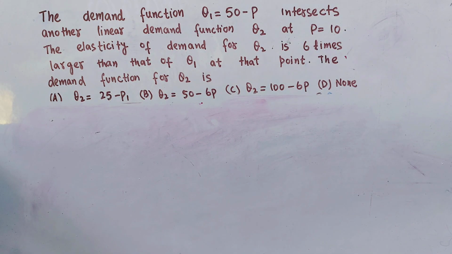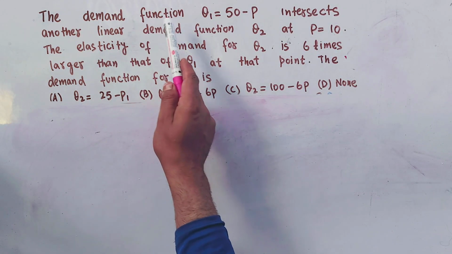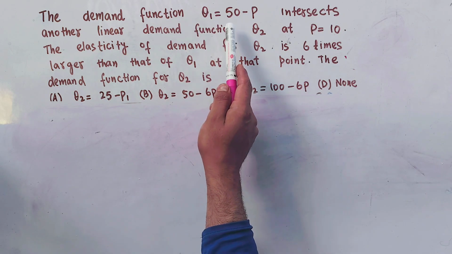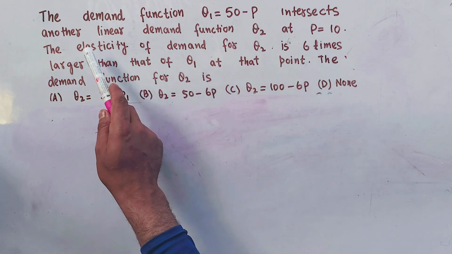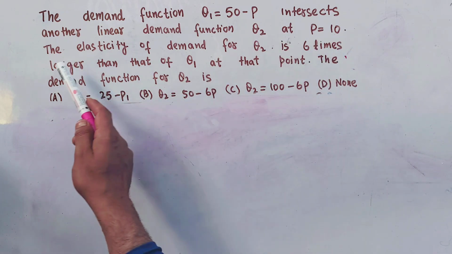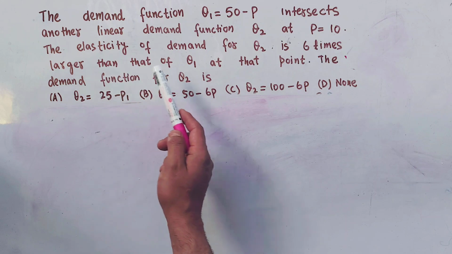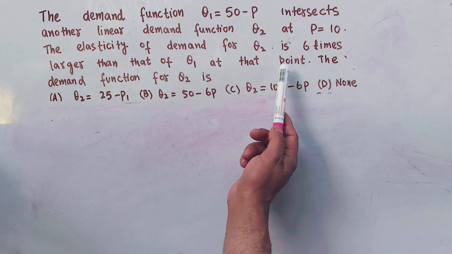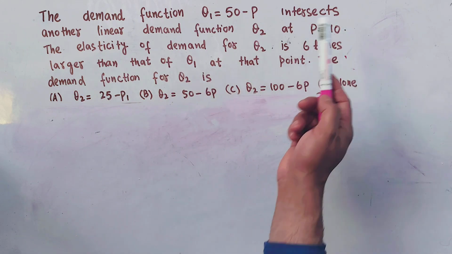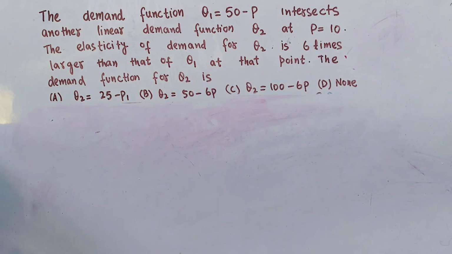In this video, we will solve an interesting question on elasticity. The question is: the demand function Q1 = 50 - P intersects another linear demand function Q2 at P = 10. The elasticity of demand for Q2 is 6 times larger than that of Q1 at that point where P = 10. The demand function for Q2 is, options are being given, we need to find out the correct option.